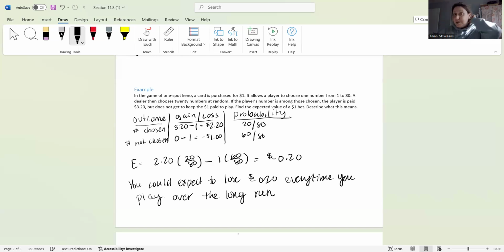All right. This doesn't mean you lose 20 cents every time you play. You're either gaining $2.20 or you're losing $1. But if you did this over and over and you averaged those gains and losses, it levels out to be basically a loss of about 20 cents every time you play. Okay, so there you have that.